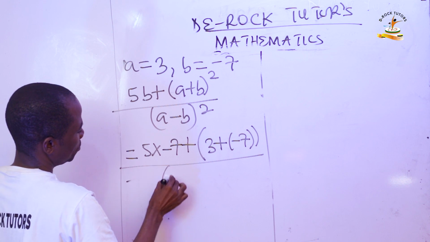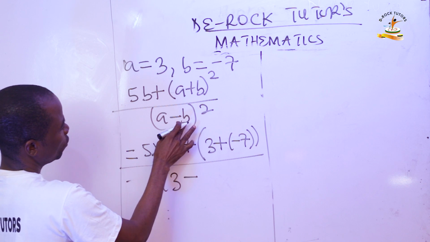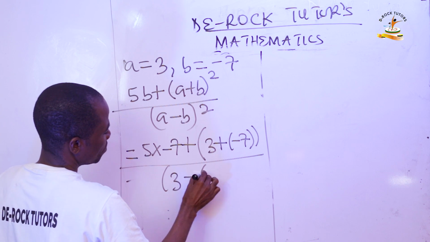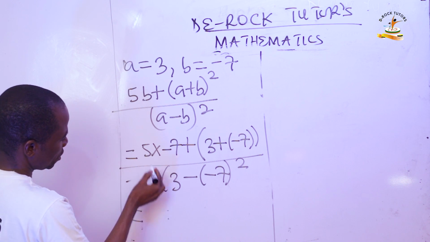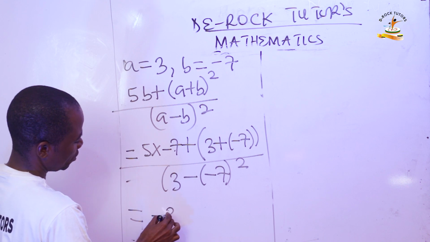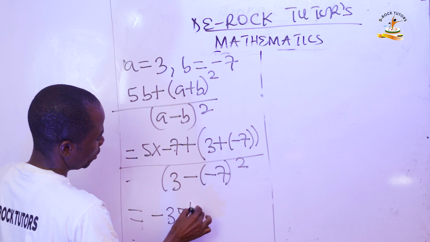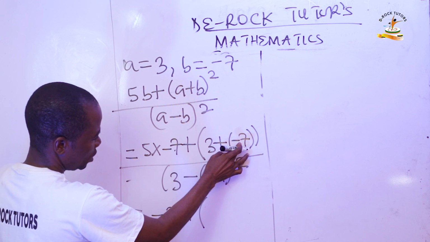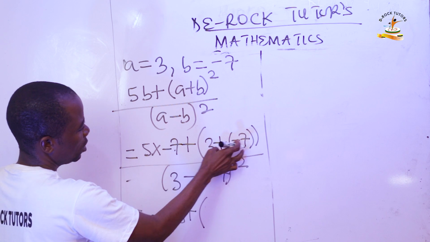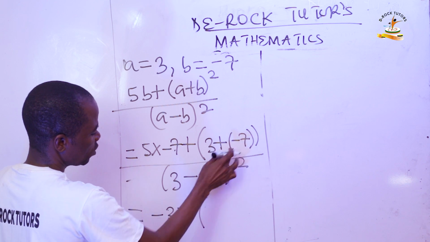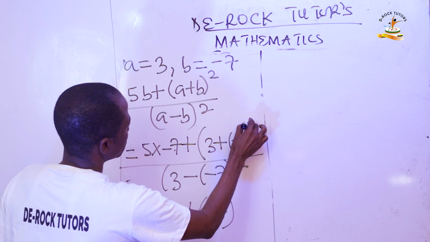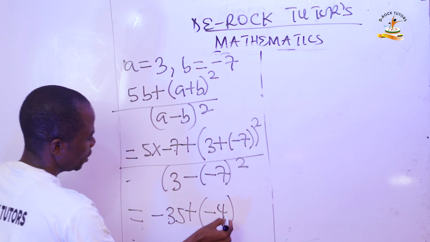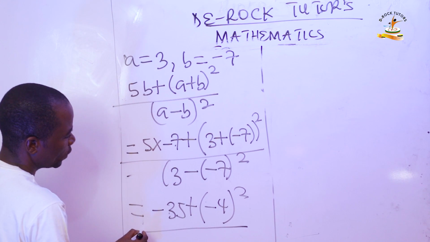A is 3, minus, don't forget B is minus 7, that's minus 7 all squared. This gives us 5 times minus 7, minus 35, plus times minus gives us minus 3 minus 7, which will give us minus 4. That's minus 4 all squared.